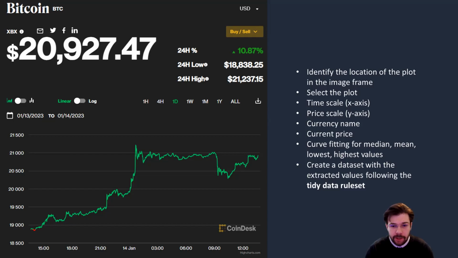And so the idea of the model is to identify the location of the plot in the image frame, select the plot, extract information from the time scale, extract information from the price scale, extract the currency name and the current price, and then perform curve fitting and estimation in order to get the median, mean, lowest, and highest values. And then with all of this information, create a data set that will follow the rules of tidy data. So a data set that can be used in different programming languages, and that is using the best style for it.